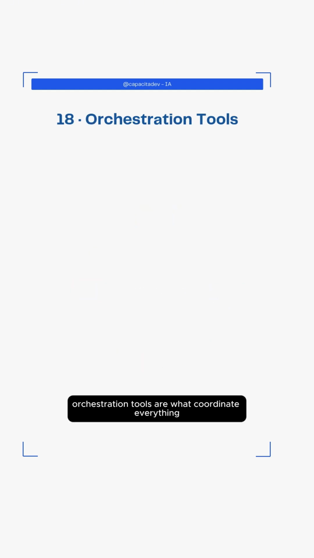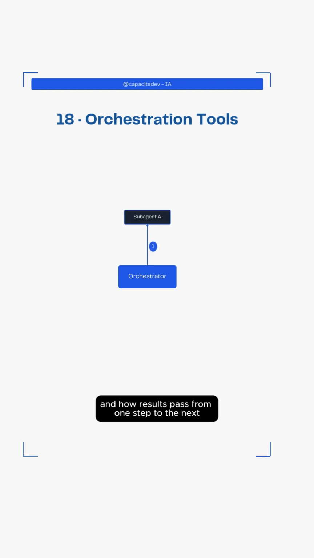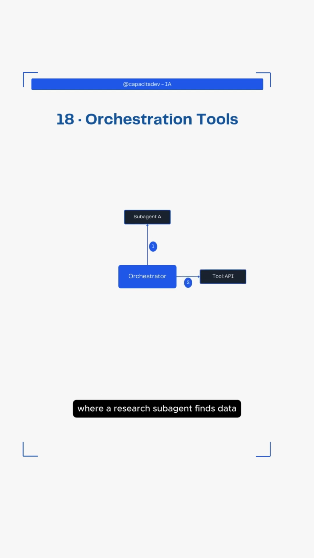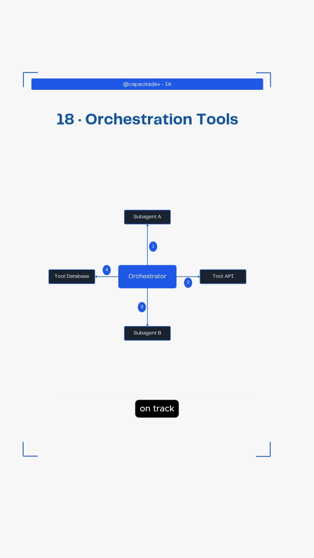Orchestration tools are what coordinate everything when a task involves multiple agents and multiple tools working together. Instead of each piece acting on its own, the orchestrator decides the order, who runs when, and how results pass from one step to the next. Think of building a pipeline where a research subagent finds data. A database tool stores it. Another subagent processes it. And an API tool sends out the result. None of those pieces know about each other directly. The orchestrator is the one keeping the whole sequence on track.